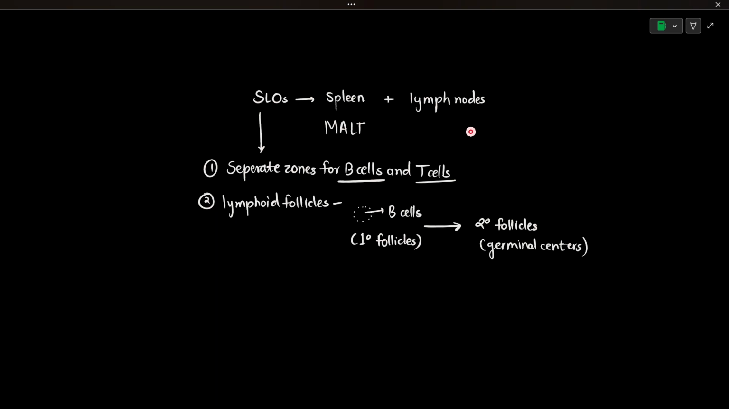So when we discussed immune cells, we discussed that all of them develop from the hematopoietic stem cells, and they develop from hematopoietic stem cells in the bone marrow, right?